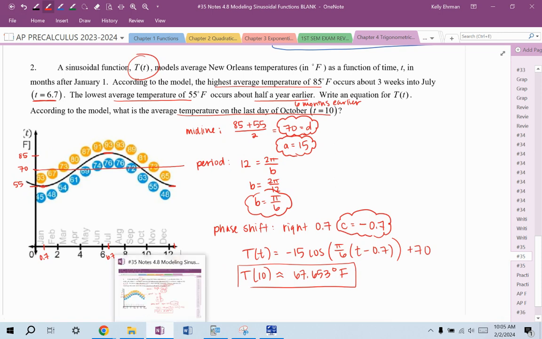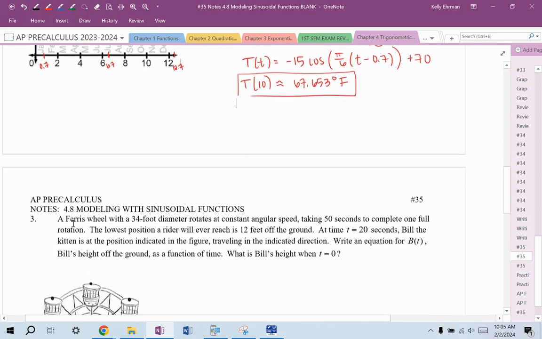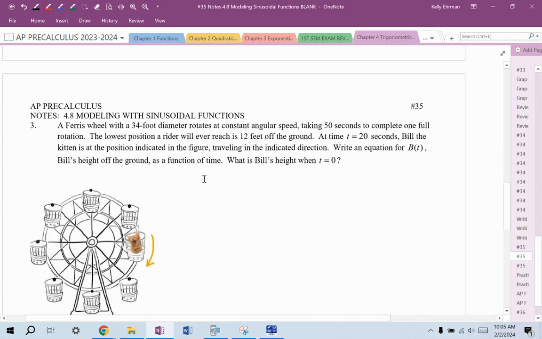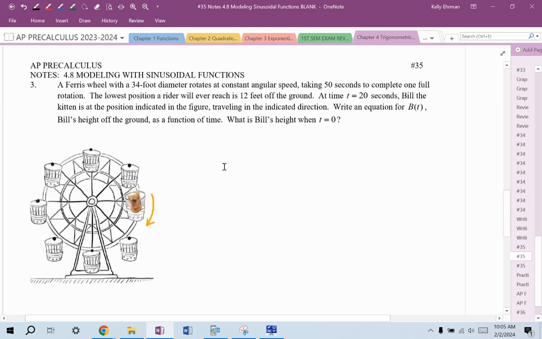Okay, let's do our last example. This is another classic example. We are very likely to see something like this, just maybe not a Ferris wheel, on our free response again. So a Ferris wheel, I took this from AP Classroom, by the way. A Ferris wheel with a 34-foot diameter rotates at a constant angular speed, taking 50 seconds to complete one full rotation. Okay, so let's talk about frequency.